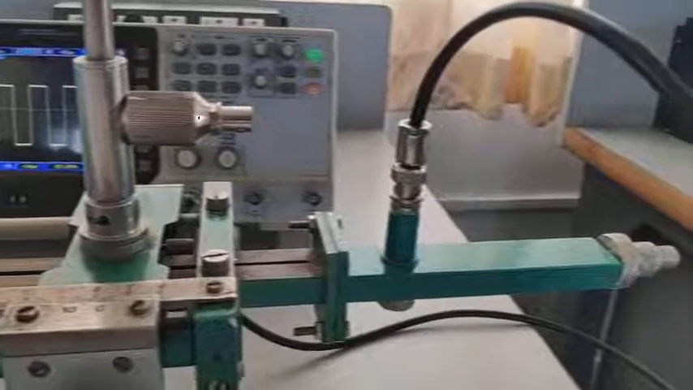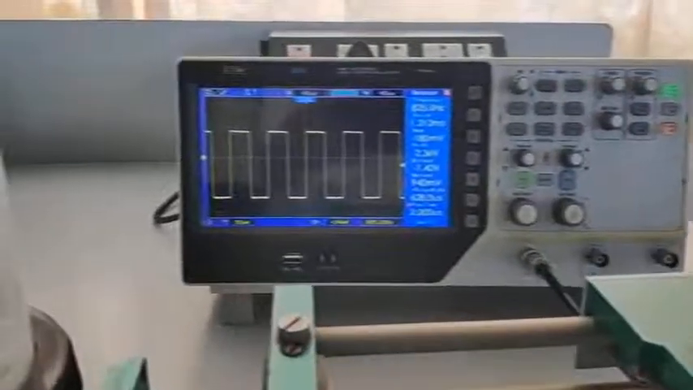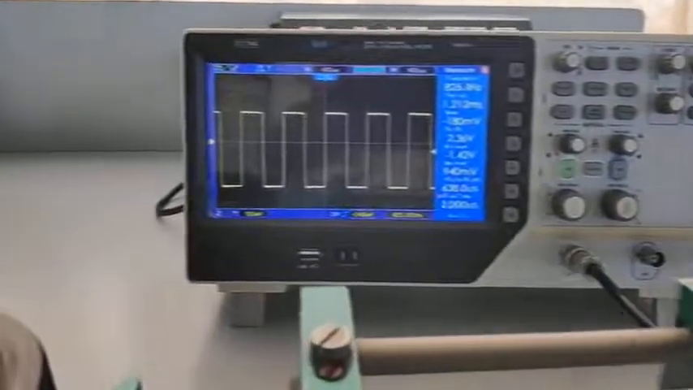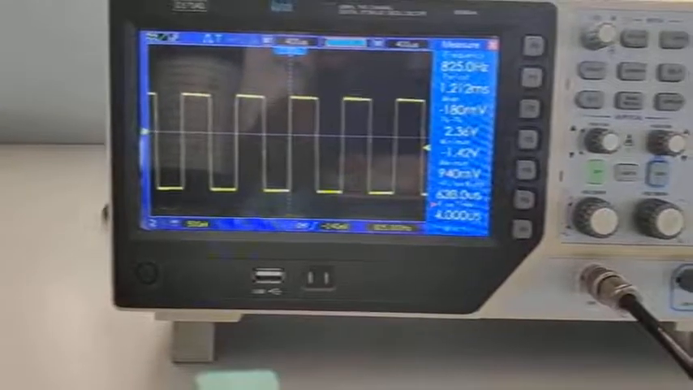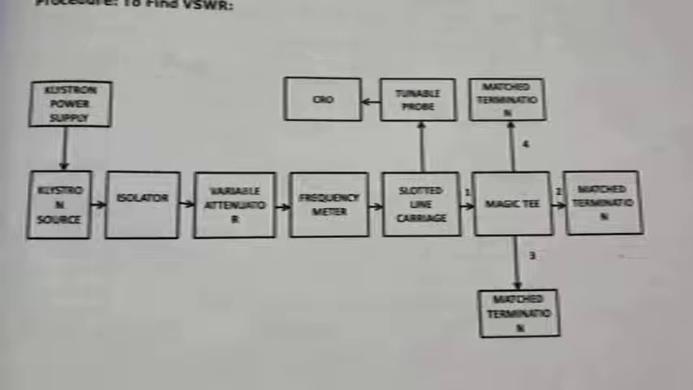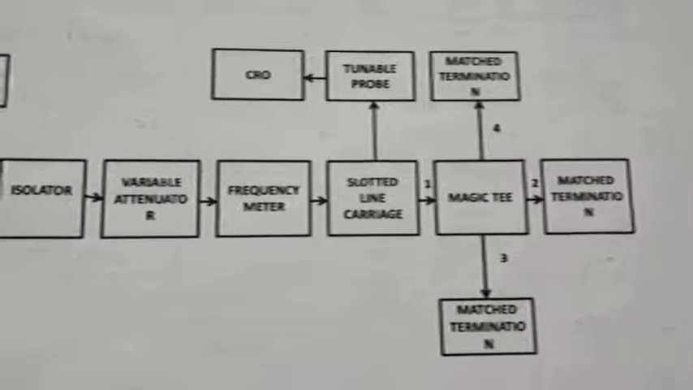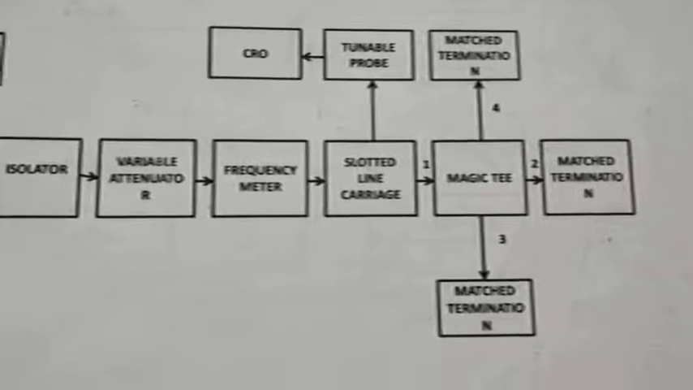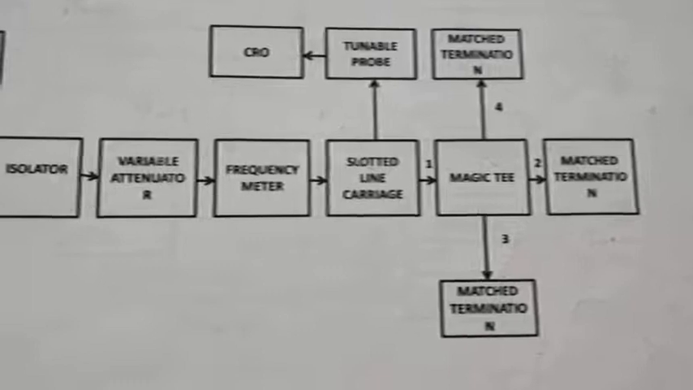First connect the detector mount, generate the mode, set the output to the maximum amplitude and measure the voltage. Here the voltage is 2.36 volt. That is our voltage V1. This is the experimental setup. Connect the magic T: connect port 1 to the input and port 2, port 3, port 4 to the match termination.